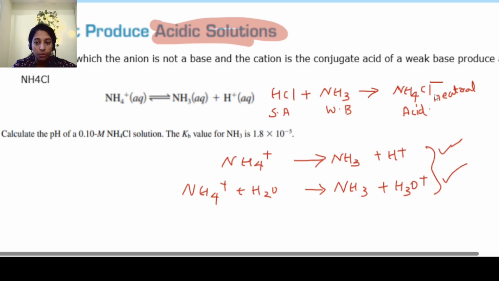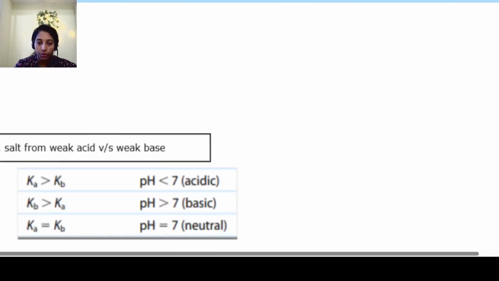So here, who is responsible for the acidic nature? Definitely the cation formed from a weak base, isn't it? So that's why we are telling like that. In this case, the anion is formed from a strong acid, which is neutral. Clear? I hope you understood.